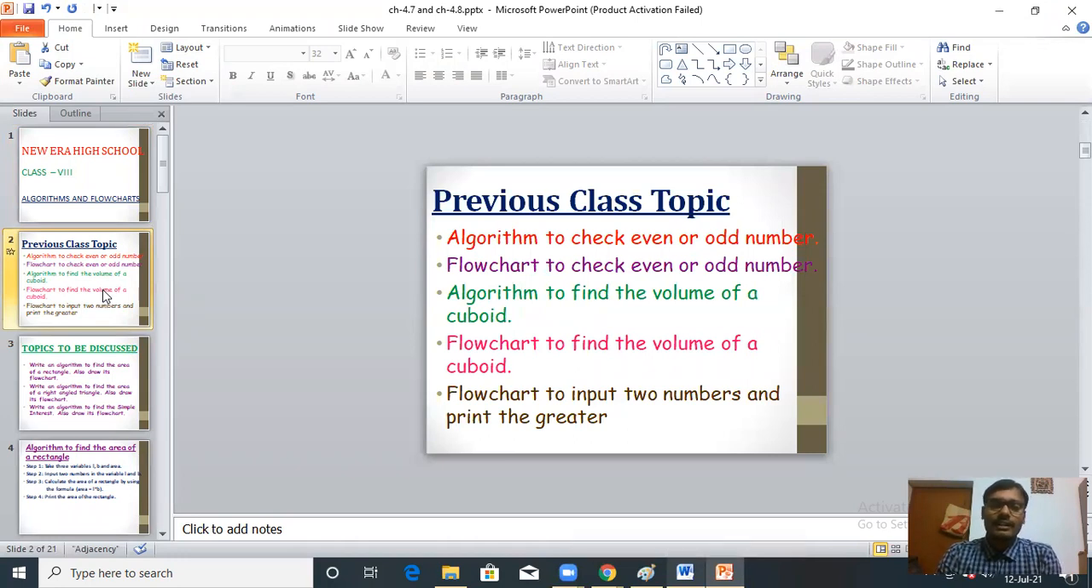These are the topics related to previous class: algorithm to check even or odd numbers, flowchart to check even or odd numbers, then algorithm to find volume of a cuboid, and flowchart to find the volume of a cuboid, and flowchart test to test two numbers which is greater. Okay, so these topics have been discussed.